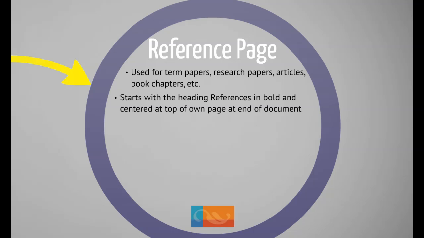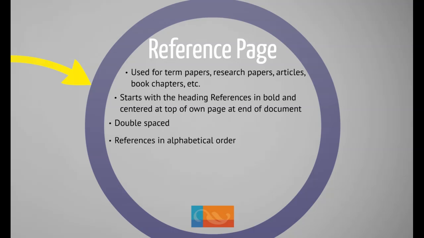The reference page starts with the word "References" in bold and centered at the top of its own page at the end of the document. The heading "References" does not get any additional punctuation around it. The reference page, like the rest of a paper in APA, is double-spaced without any additional spaces added in between.